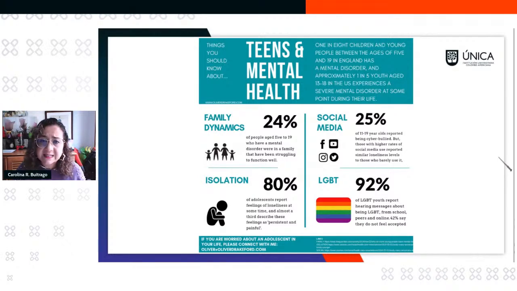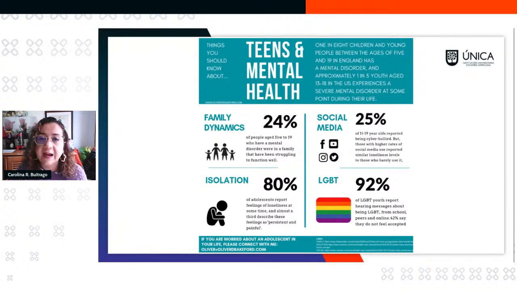If we think about teens and mental health, right, there are some scary numbers as well. So, for example, in the family dynamics idea, 24% of people aged 5 to 19 who have a mental disorder were in a family that has been struggling to function well. So, there are cases of students living with an abusive father, mothers being attacked by their husbands in the beginning of the pandemic when we were all in lockdown. So our students experience these situations, right?